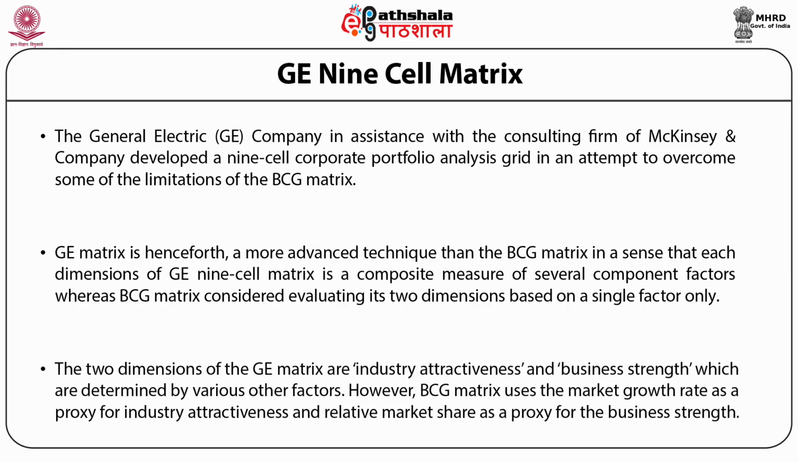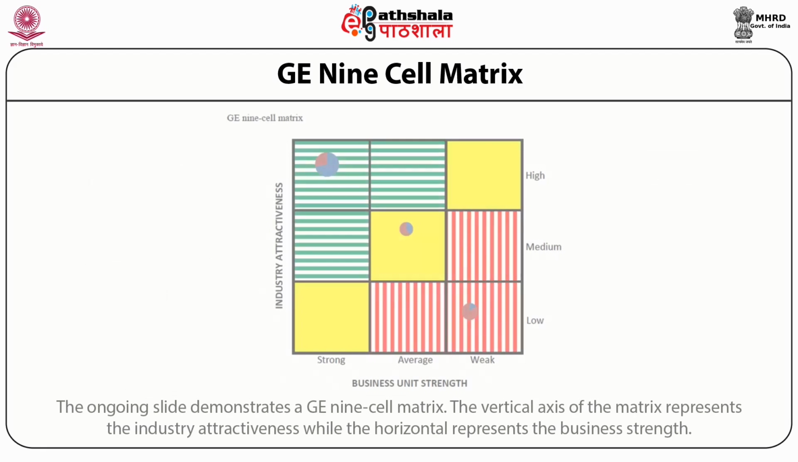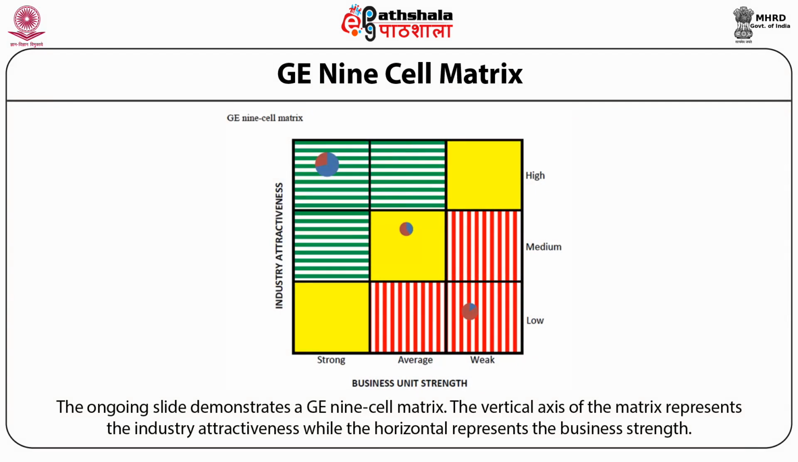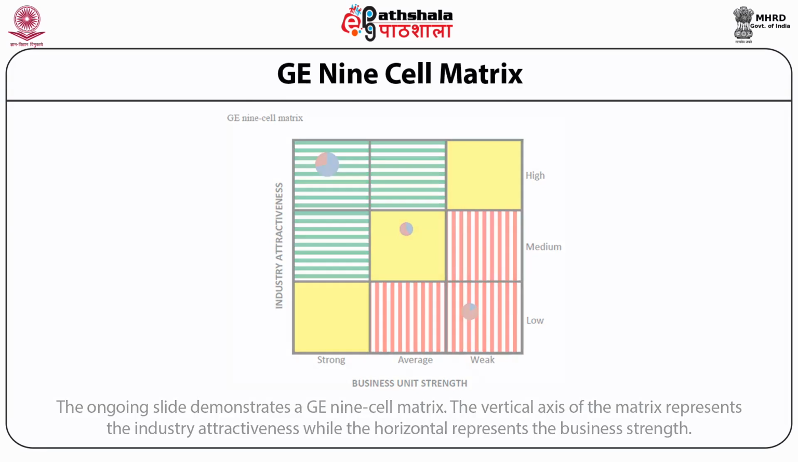The two dimensions of GE metrics are industry attractiveness and business strength, which are determined by various other factors. However, BCG metrics uses the market growth rate as a proxy for industry attractiveness and relative market share as a proxy for business strength. The ongoing slide demonstrates a GE 9-cell matrix. The vertical axis of the matrix represents the industry attractiveness, while the horizontal represents the business strength.